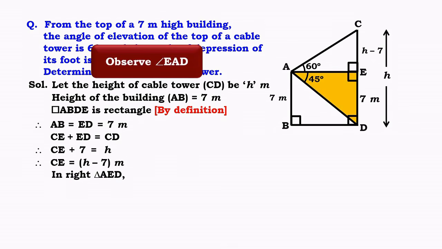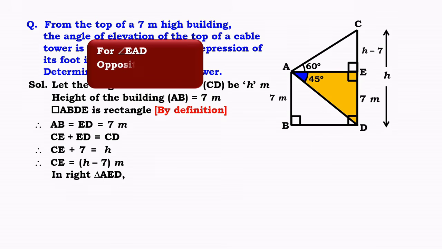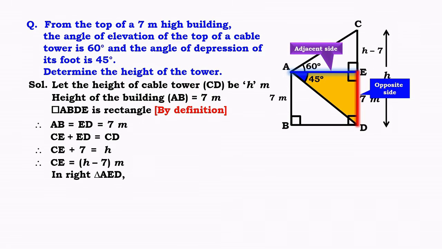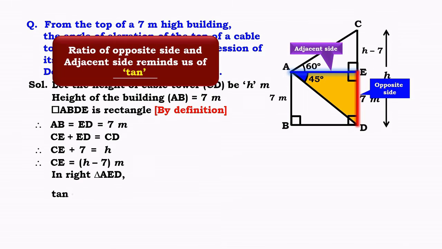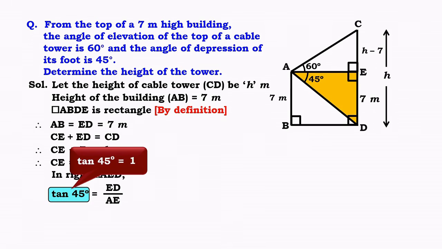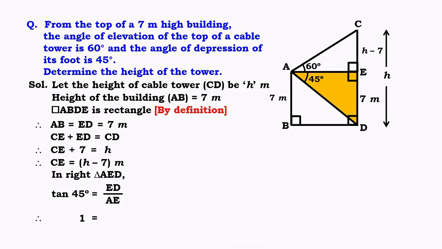Now, consider the right-angled triangle AED. For angle AED, the opposite side is ED and the adjacent side is AE. The ratio of the opposite side and the adjacent side reminds us of the tangent ratio. Therefore, tan 45 degrees is equal to ED divided by AE. Substituting the values, we get 1 equal to 7 divided by AE. Therefore, AE is equal to 7 meters.